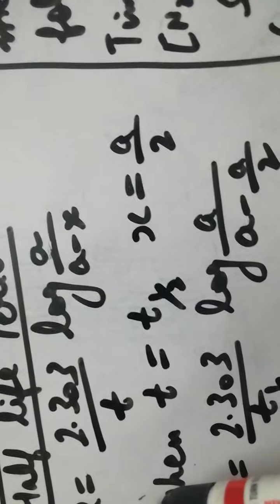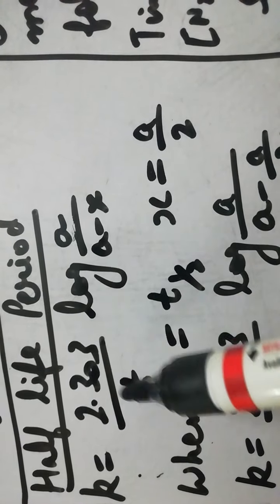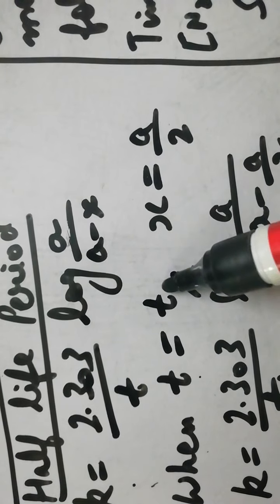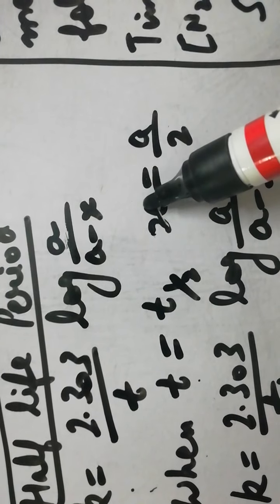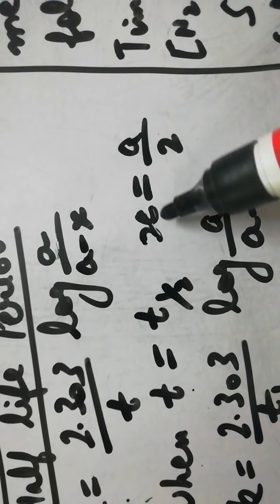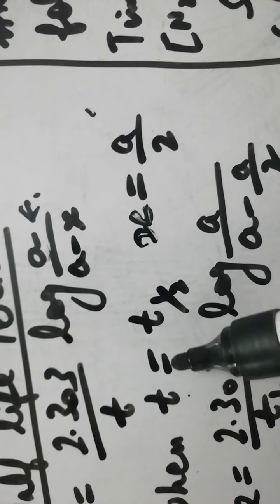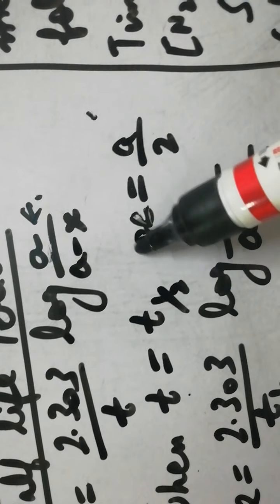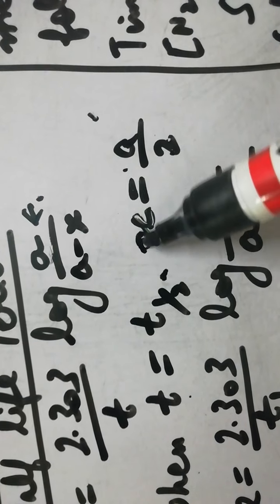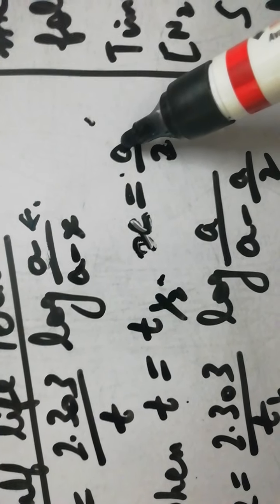So now you have to find the half-life period of first order reaction. So first write down the integrated rate equation for first order reactions, that is K is equal to 2.303 upon T log A over A minus X. So when time is equal to T half, what is the value of X? X is the number of moles of reactant decomposed or number of moles of product which are formed. Let us suppose the initial concentration is A. At time equal to T half, the concentration is reduced to half of the initial concentration. So what will be the value of X? X will be equal to half of the initial concentration, that is A upon 2.